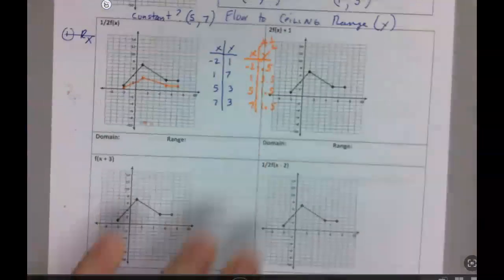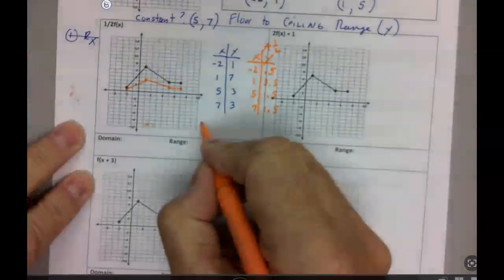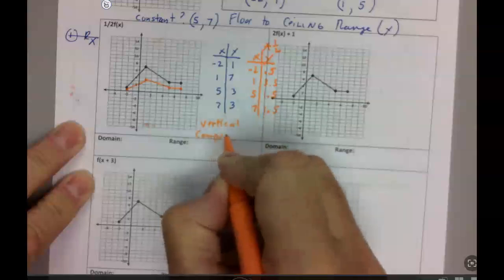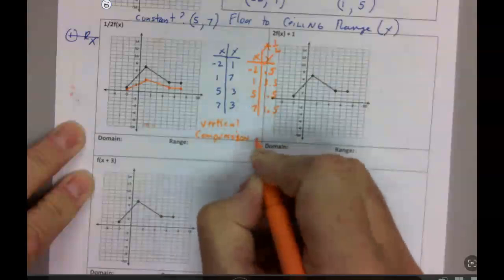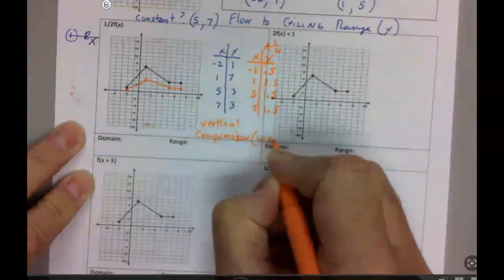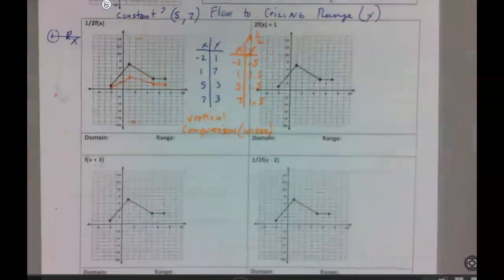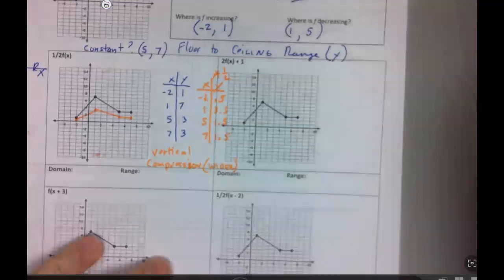Okay? So this one here was a vertical compression. It got wider. Did it get wider looking? Yeah. Okay. Parent function's this.